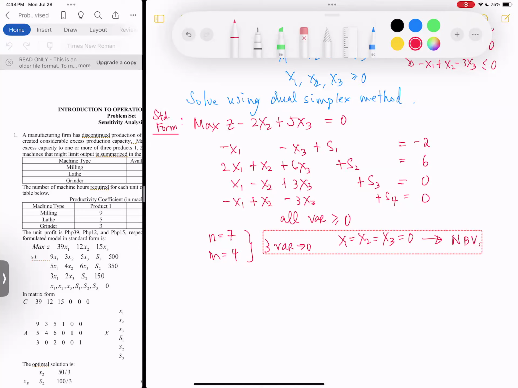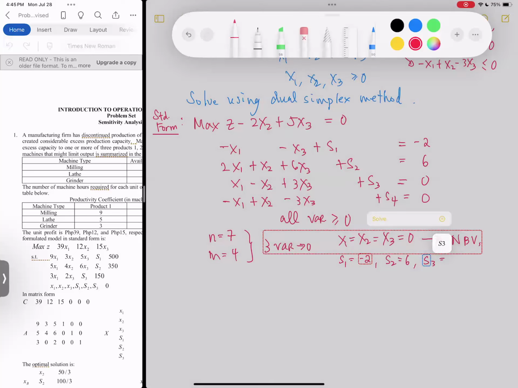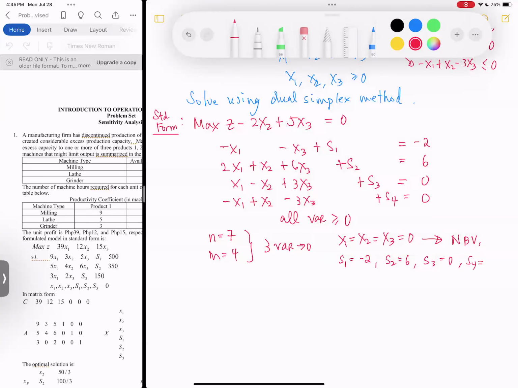And then your basic would be s1 equal to negative 2, s2 equal to 6, s3 equal to 0, then s4 equal to 0. These are your basic variables.